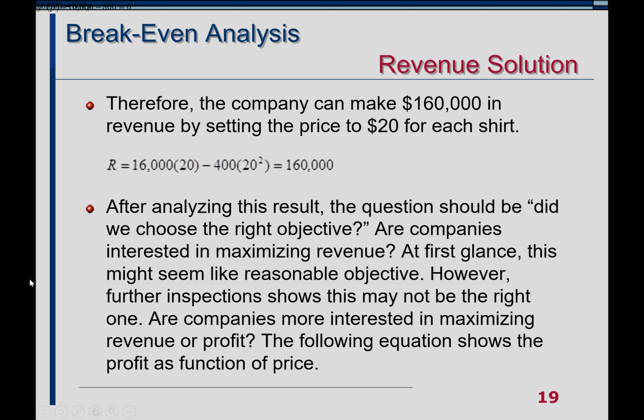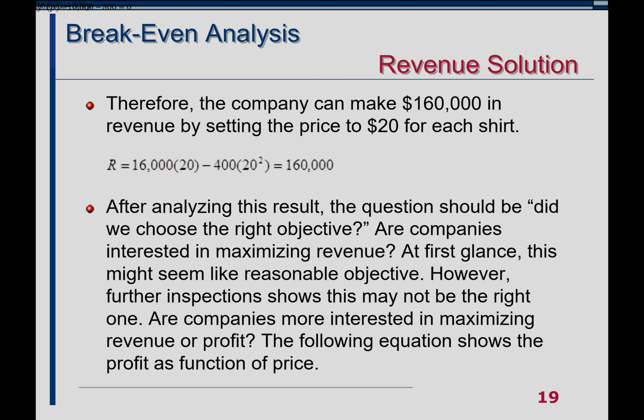After analyzing the results, the question should be, did we choose the right objective? We know that we maximized our revenue, but is that what we should be doing? At first glance, this might seem like a reasonable objective. However, further inspection shows this may not be the right one. Are companies more interested in maximizing revenue or maximizing profit? The following equation shows profit as a function of price.